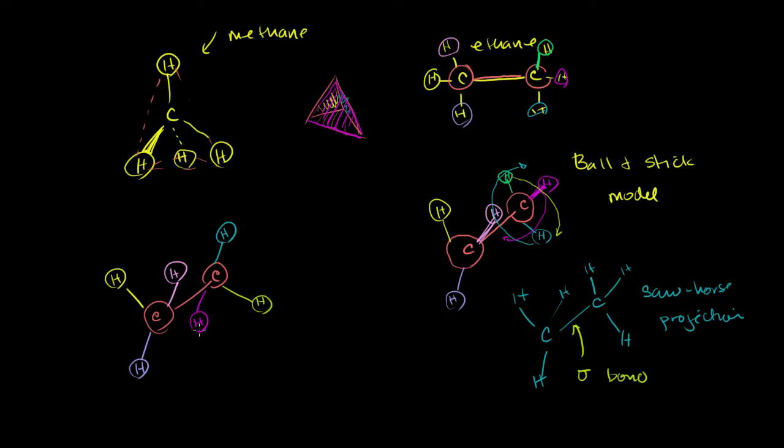So what's the difference between this configuration and this configuration right here? And we could have had every other configuration in between, but what's the real difference here? Well, here if you were looking from that direction, that hydrogen is directly behind that hydrogen, that hydrogen is directly behind that hydrogen, that hydrogen is directly behind that. This is called an eclipsed configuration, or an eclipsed conformation.